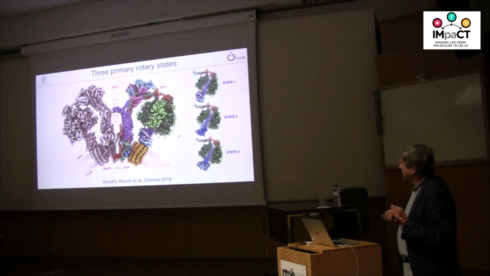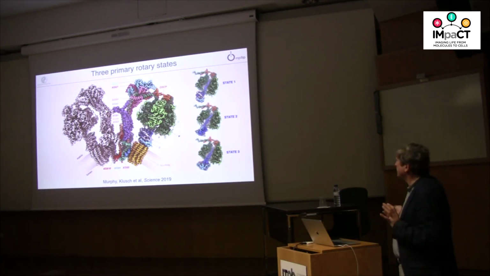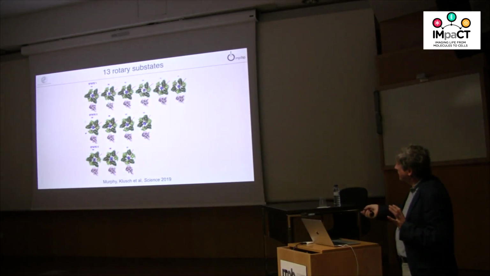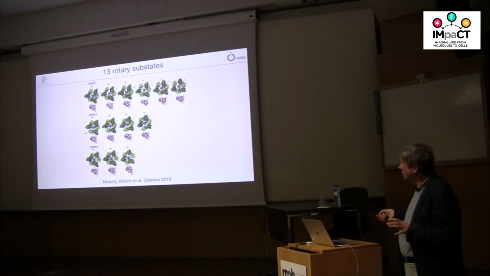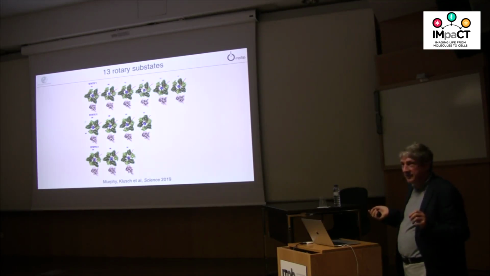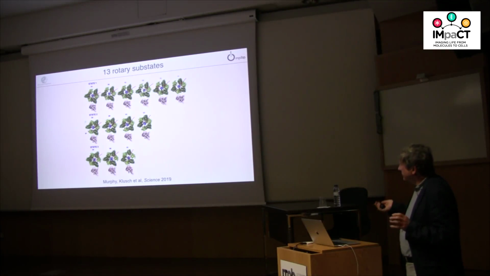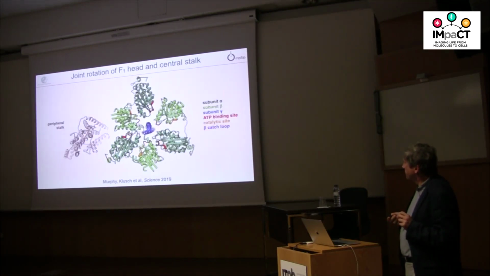So this is it, and again we resolve a number of substates into the 3 main rotary states, similar to the chloroplast case, but each one is now separated into a number of substates. So 6 in state 1, 4 in state 2, 3 in state 3. These are probably not all of them, but these are the ones that come out of the analysis. And again, these are stills in the movie. You can put them together in a movie.